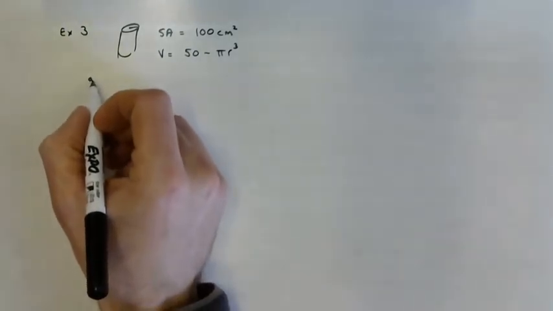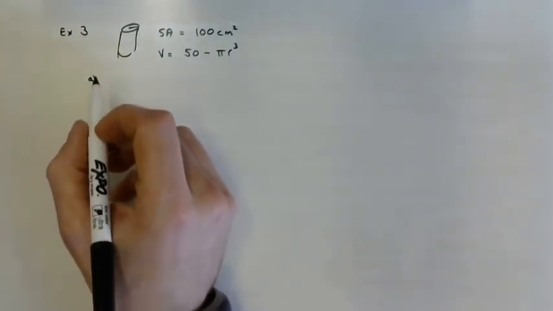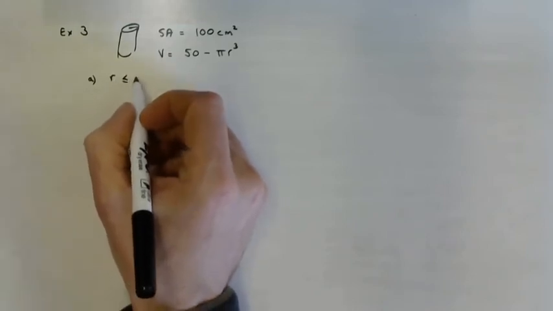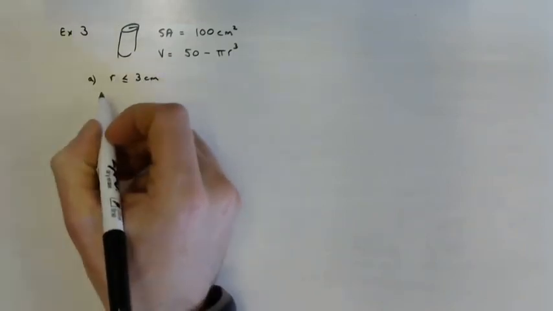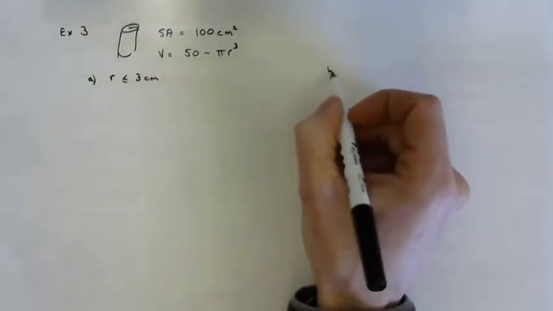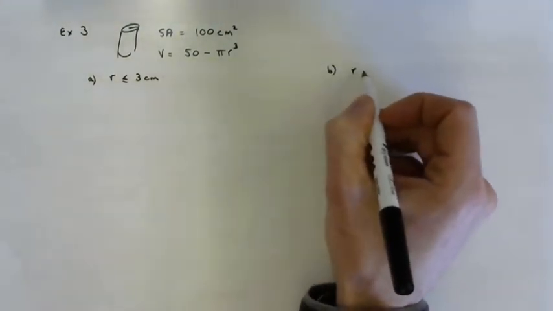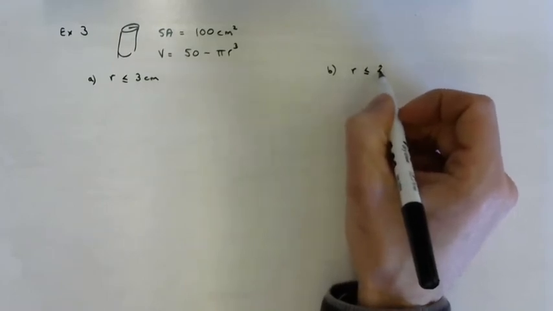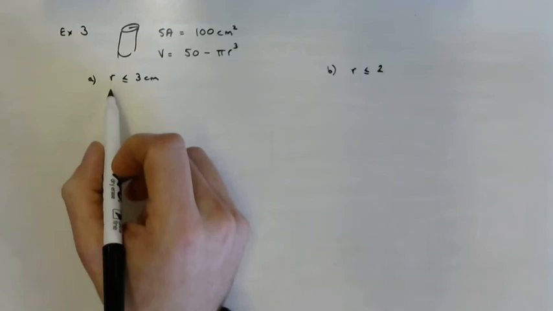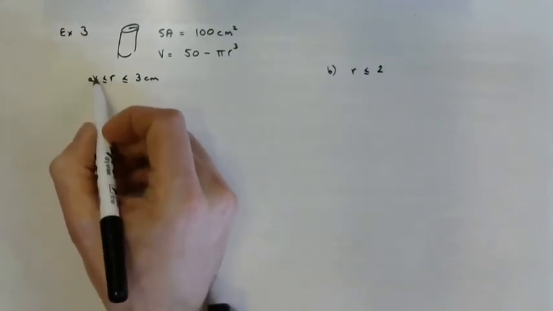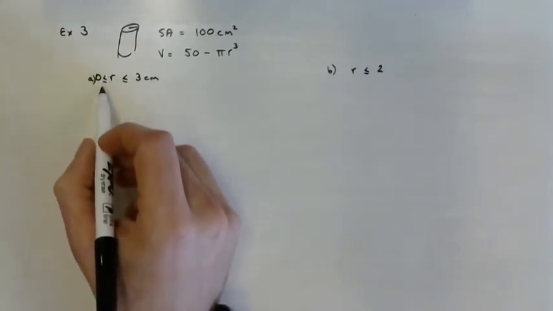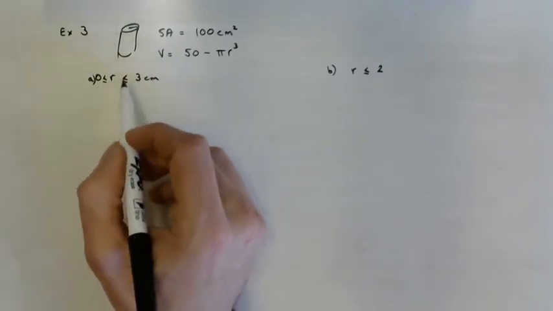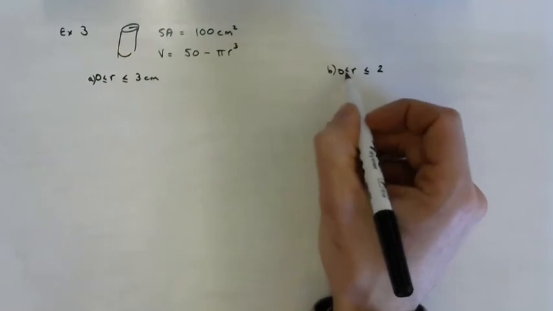So in A, the radius cannot exceed 3 centimeters. So r is less than or equal to 3 centimeters. And in B, the radius cannot exceed 2 centimeters. So r is less than or equal to 2 centimeters. And actually, we could put another boundary on this side. The radius needs to be greater than 0, because if the radius were 0, the surface area and the volume would both be 0, which doesn't make sense.